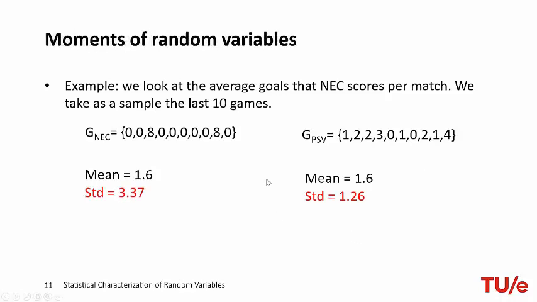But now if we look at the standard deviation, the one calculated for NEC is much higher than the one calculated for PSV. So only looking at the mean, we cannot say much about how NEC and PSV behave, but when we know also the standard deviation, we understand that PSV is much more consistent and we can make a better prediction for the next game, while NEC is not very consistent. And therefore, it's difficult to make a prediction for the following game.